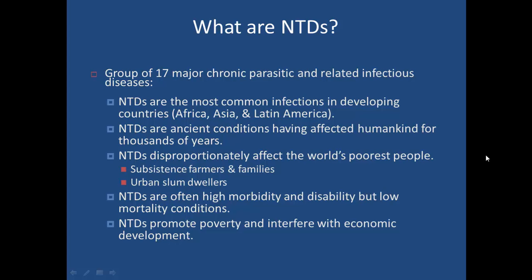So, what are NTDs? There are 17 major NTDs that exist. They are primarily diseases that are common in developing countries. As we mentioned before, Africa, Asia, and Latin America tend to be the largest conglomerate of them. However, they're not exclusive to those areas, but we will focus primarily on those areas.